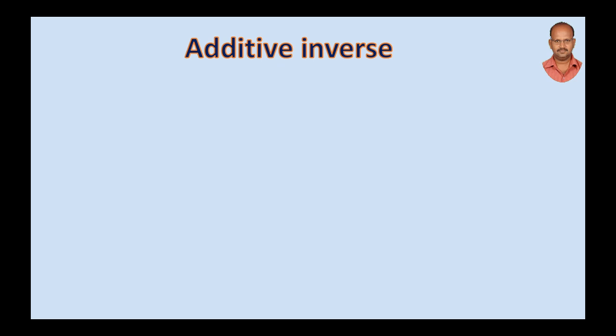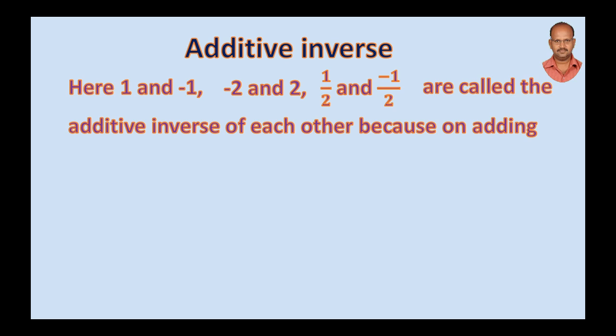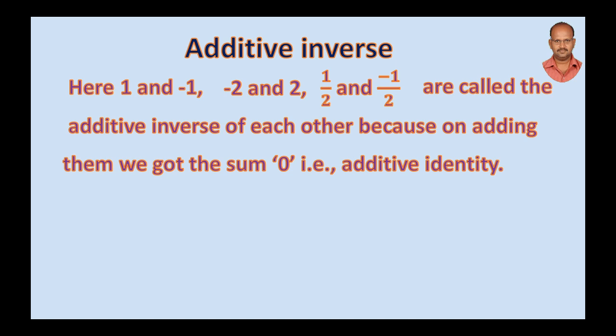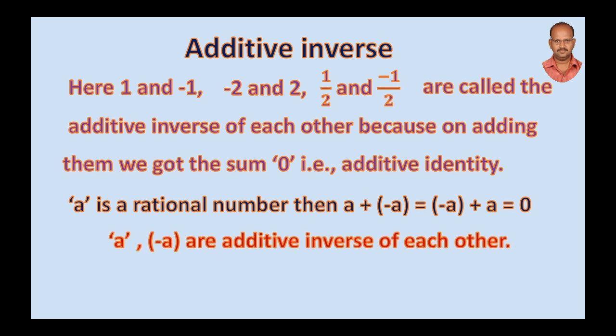Then additive inverse. Here 1 and minus 1, minus 2 and 2, 1 by 2 and minus 1 by 2 are called the additive inverse of each other because on adding them we got the sum 0, that is the additive identity. If A is a rational number, then A plus minus A is equal to minus A plus A, that is equal to 0. A, minus A are additive inverses of each other.